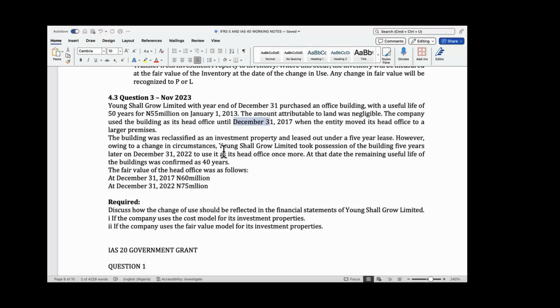That okay, I want to start using it as PPE back. I want to start using it as my head office again. It's okay.